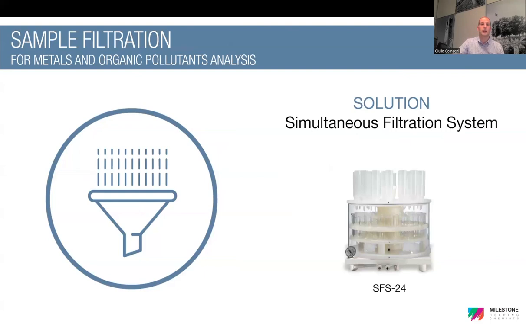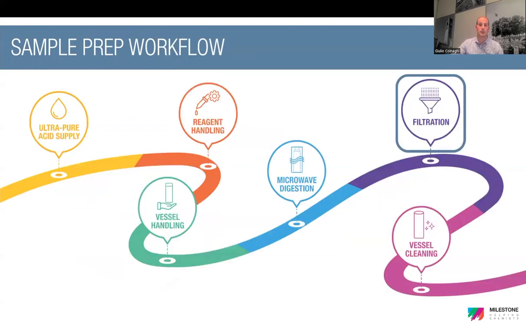A good way to address this challenge is to use a simultaneous filtration system with multiple positions and connected to vacuum that enables, in a small footprint, the filtration of up to 24 positions, either after the digestion process for metal analysis or after the extraction process for organic pollutant analysis. And this offers an ergonomic way to filter the sample after the digestion and the extraction process.